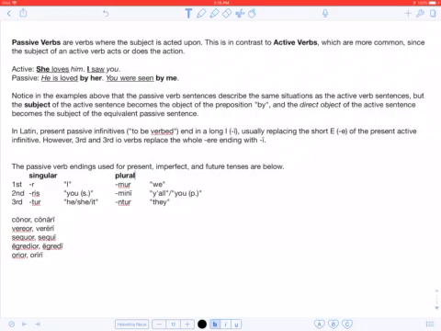All right, now in Latin, how do these passives work? In Latin, present passive infinitives, which would be translated to be verbed, end in a long I, okay? That usually replaces the short E of the present active infinitive. So a present active infinitive would be something like amare, or videre, docere, mittere, whatever. But do note here it says, however, third and third IO verbs, this would be like mittere, capere, sumere, ponere, any of these type of verbs that end with a short ERE in the infinitive.